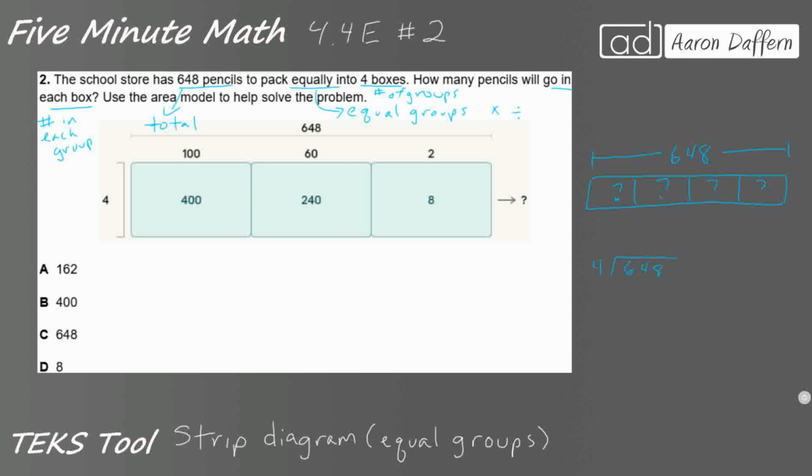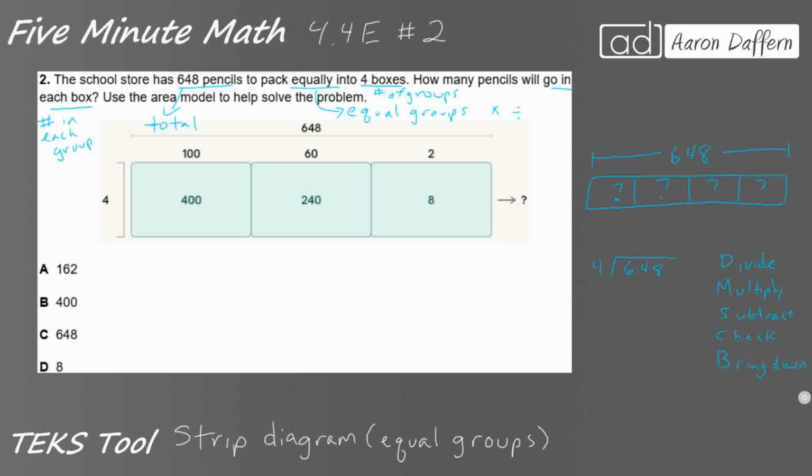And I'm going to remember my steps. Does McDonald's sell cheeseburgers? Is how I remember it. We divide first, then we multiply, then we subtract. We check to make sure that our difference is going to be smaller than our divisor, and then we bring down and do it again until we run out of digits. So 4 divides 1 digit at a time.